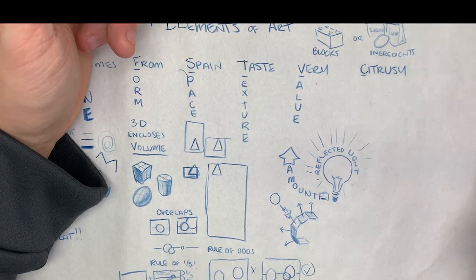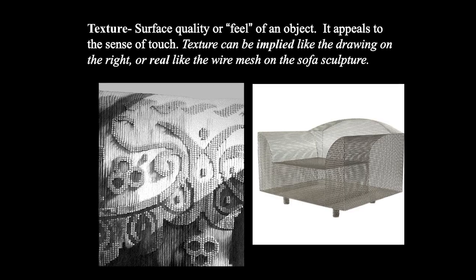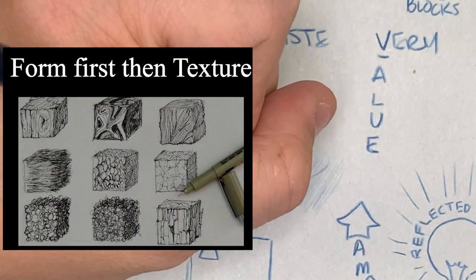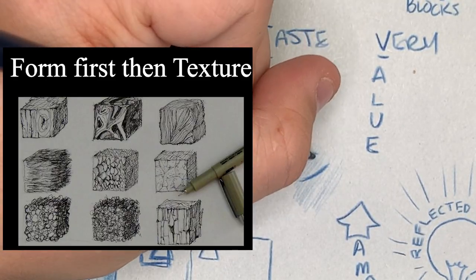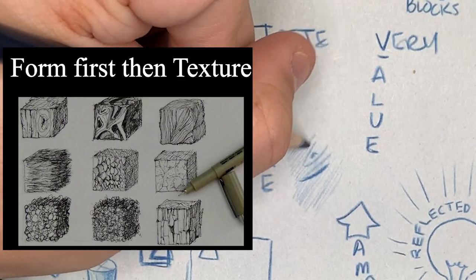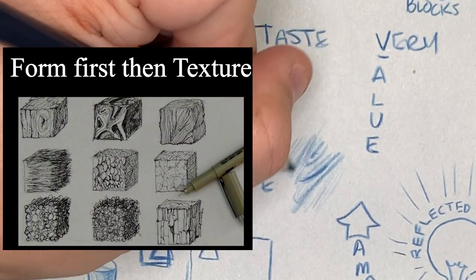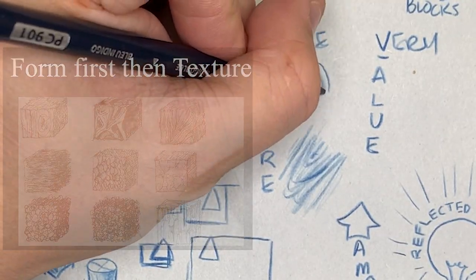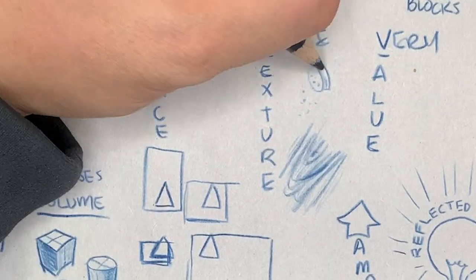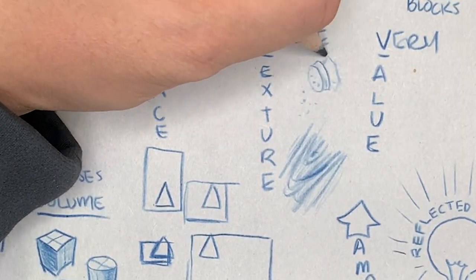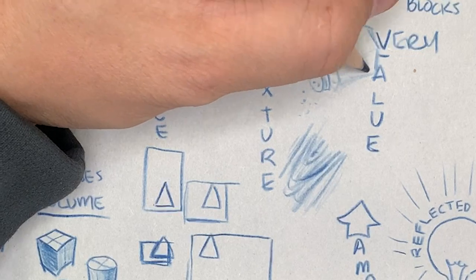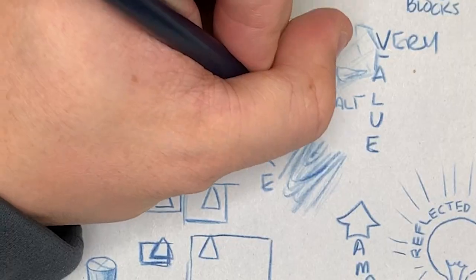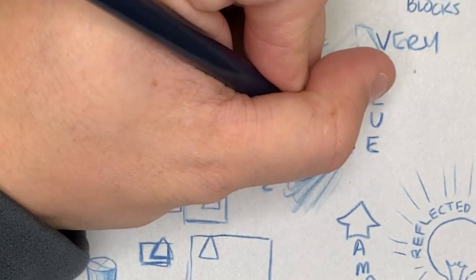Texture deals with the surface quality or feel of an object. Texture is often one of the last elements utilized in drawing. Typically, we need to draw form first using value and put texture on top of that form. I like to describe texture as salt. Without it, a drawing will be bland. However, if you use too much, it will tend to overpower the drawing. So, a little bit of texture goes a long way. Often, a suggestion of texture is enough.